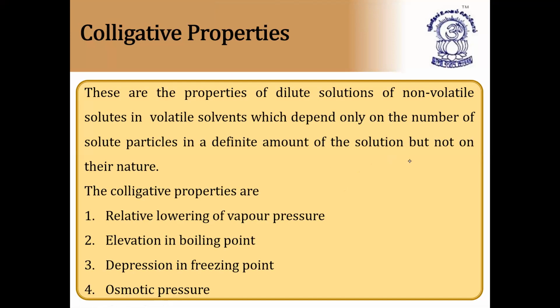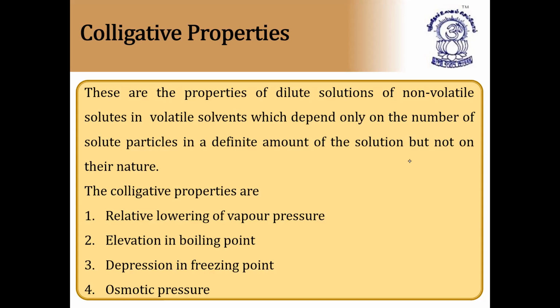Whenever a solute is dissolved in a solution, the changes that take place in the solution are commonly called colligative properties. So simply write this statement: whenever a non-volatile solute, very, very important, non-volatile solute, is dissolved in a volatile solvent, then the changes that take place in the solution are commonly called colligative properties. These are the properties of dilute solutions of non-volatile solutes in volatile solvents, which depend only on the number of solute particles in a definite amount of the solution, but not on their nature.